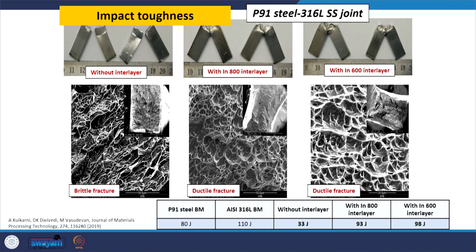So, what we found is how things got affected when these joints were subjected to the toughness test. Completely brittle fracture was observed in the joint when there was no interlayer, with a toughness of 33 without interlayer. But when the Incoloy 800 interlayer was used, it increased to 93, and with Inconel 600 it increased to 98, and the proportion of dimple fracture also increased on the fracture surface. So, this indicates that the use of a suitable filler in dissimilar steel combinations can help in enhancing the properties.